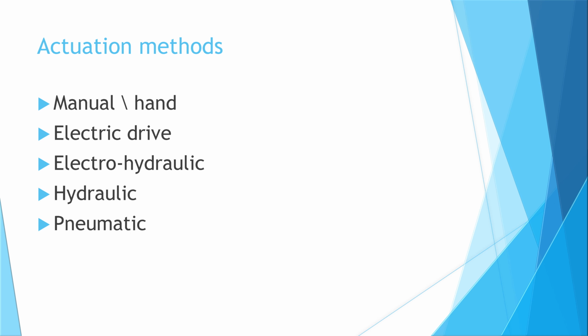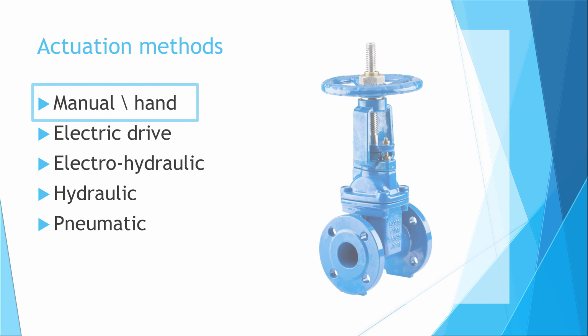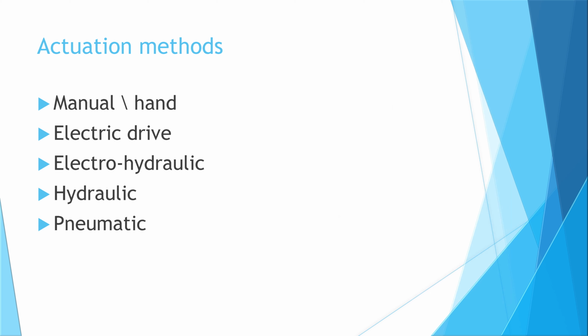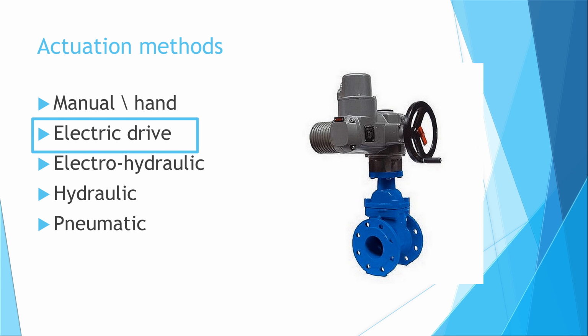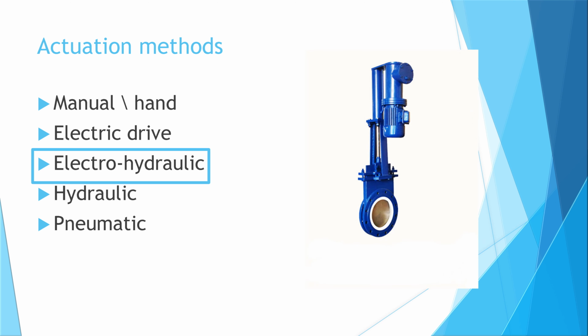Next, we'll discuss actuation methods for gate valves. Firstly, there's manual or hand actuated gate valves. These are the simplest and most common. There's also electrically actuated gate valves. These utilize an electric motor to open and close. There is electro-hydraulic gate valves. These actuate by utilizing a combination of an electric motor and a hydraulic cylinder.